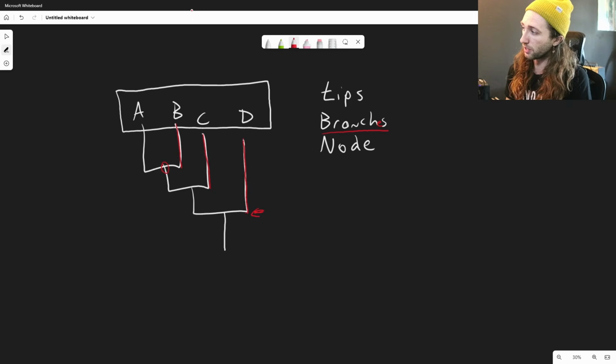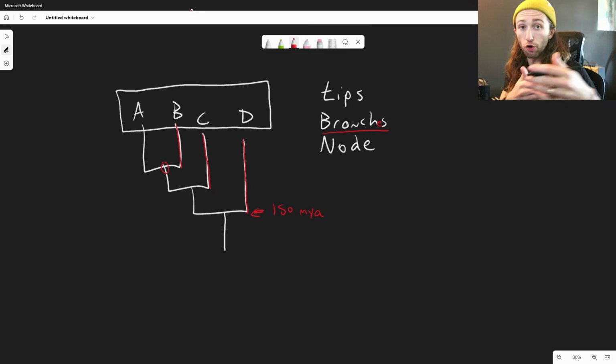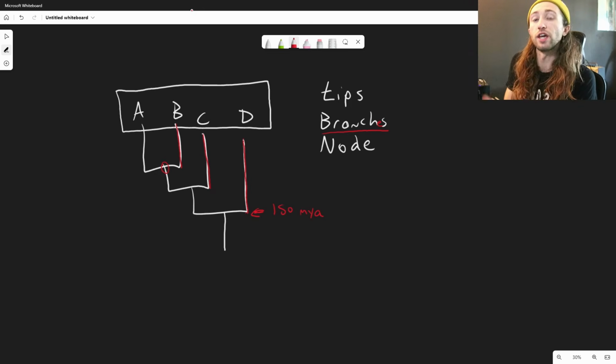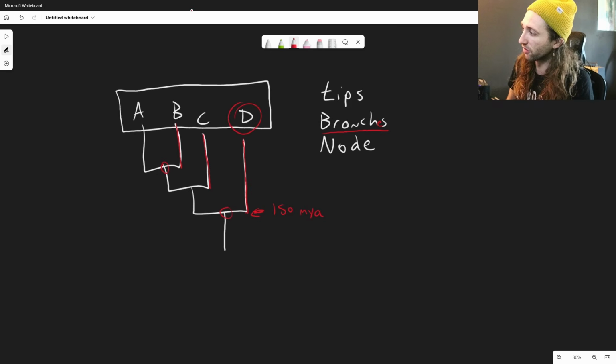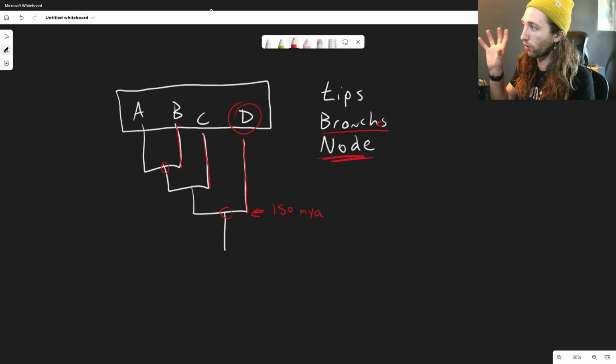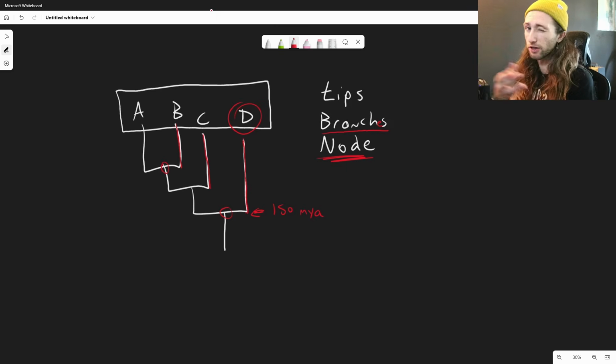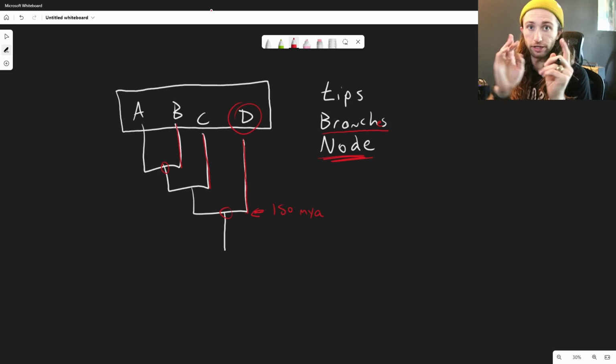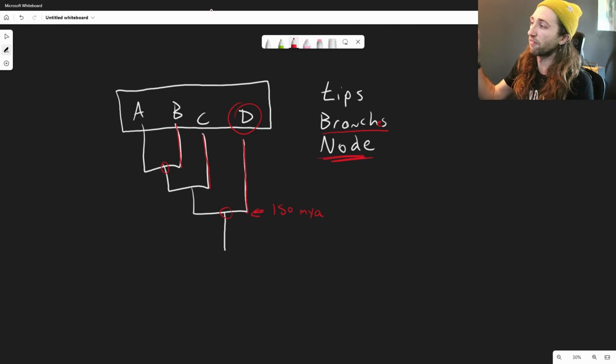This here might be 150 million years ago, right, for example. But they can also tell us the amount of genetic changes over time, so the amount of different mutations that this organism, this taxa, has accumulated since this point in time. Now the nodes are those branching off points. So when we speak about phylogenies, they are trees. They're not ladders. They are bifurcating, meaning they split into 2 at various points. Those points are the nodes.